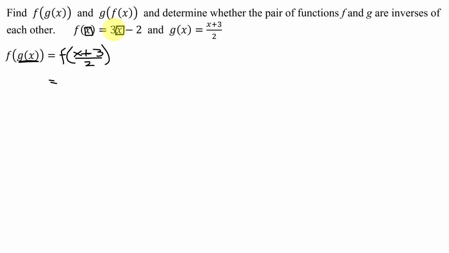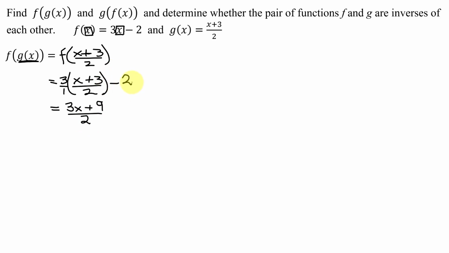So I'm also going to have to replace this x with (x plus 3) over 2. So I'm going to get 3 times, instead of x, I'm going to have (x plus 3) divided by 2, and don't forget the minus 2. So now all I have to do is simplify this expression. Since I'm multiplying 3 times a fraction, I'm going to turn 3 into a fraction by dividing it by 1. Nothing reduces here, so I'm going to distribute the 3 in. So I get 3 times x is 3x plus 3 times 3 is 9, all divided by 1 times 2 is 2.